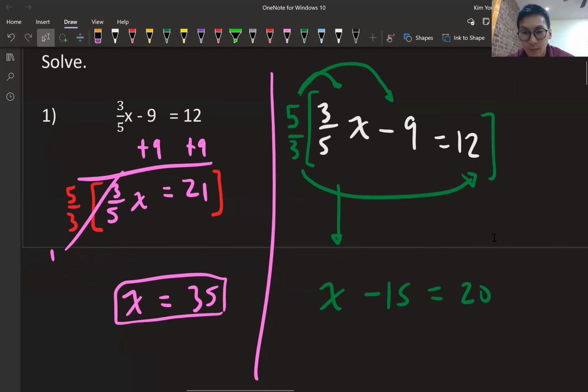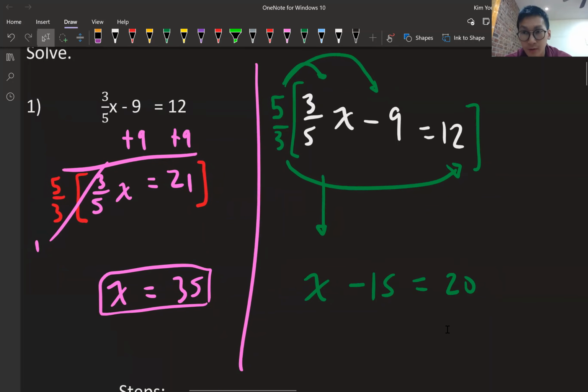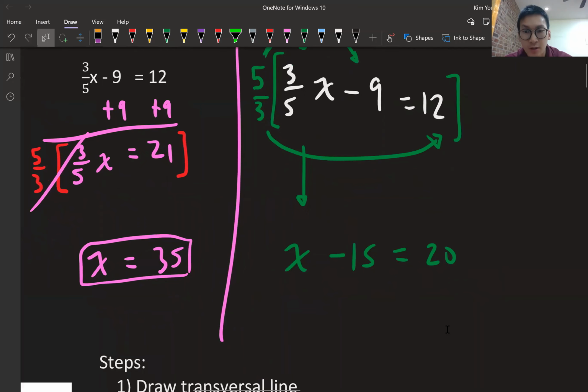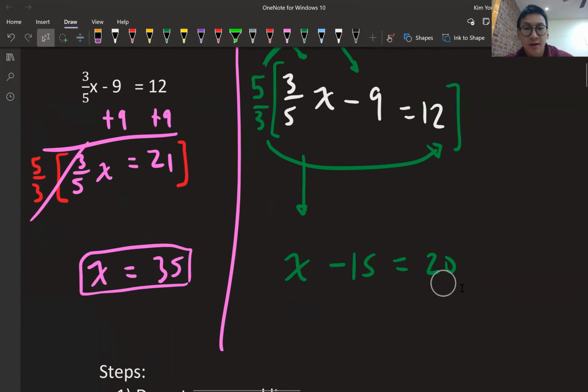Okay. If you don't understand how I'm getting these numbers, the topic that you should review is operations with fractions, because that's all I'm doing. And also simplifying fractions. Okay. So here, and then you guys know what to do. Next step would be to add 15 on both sides.